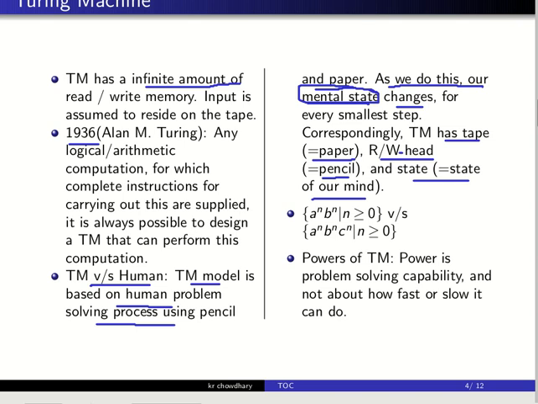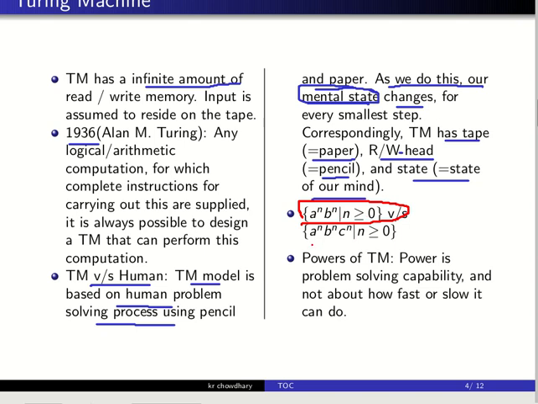So this is the analogy of the Turing machine versus the human mind. The Turing machine functions more like the human mind. This problem we have solved: language recognition a^n b^n using a PDA, and through context free grammar we generated these strings.